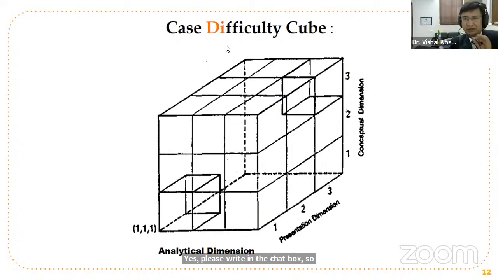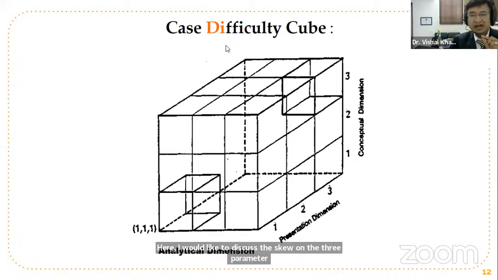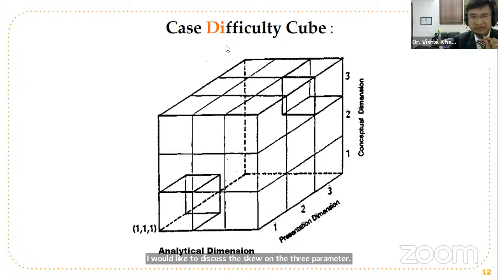So I would like to discuss another method of writing the case, in the form of the case difficulty cube. That is very, very important. Thank you very much, participants. Here I would like to discuss this cube on three parameters. One is the analytical dimension, which is shown on the x-axis. Then the conceptual dimension, which is shown on the y-axis, and then the presentation dimension, which is shown on the z-axis.